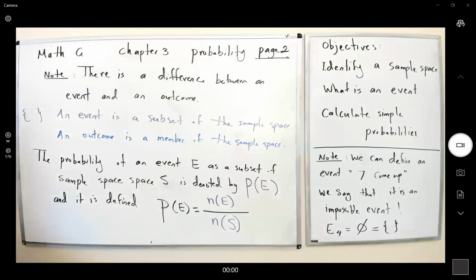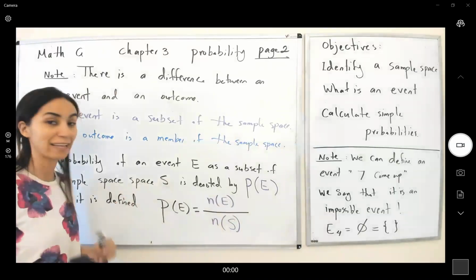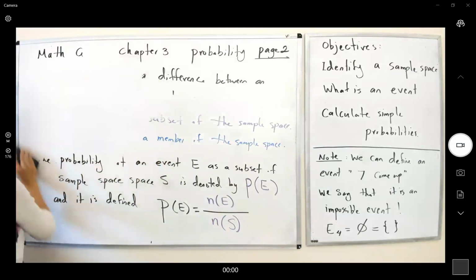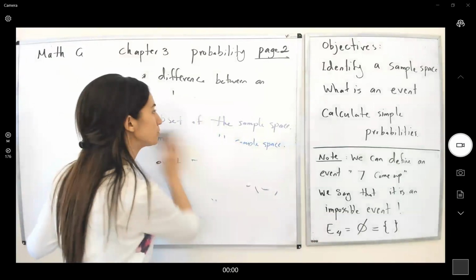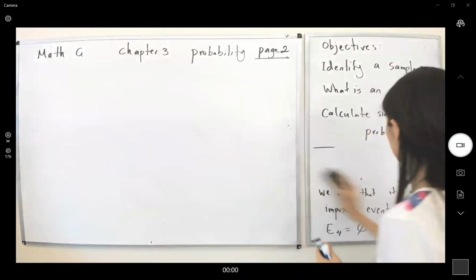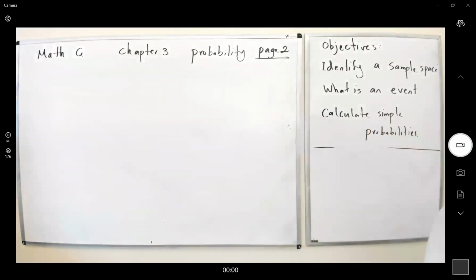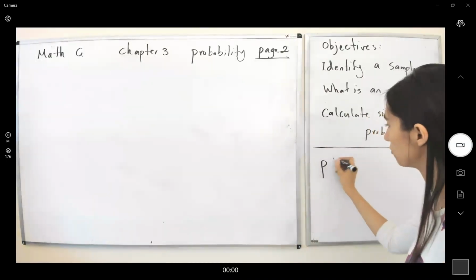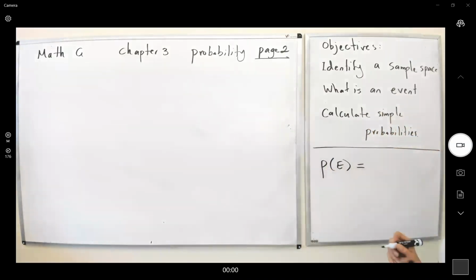Well, let us go over one example to actually understand how to use our probability. So I'm going to erase this part of the board. On page 2, we have an example. Let me write down the formula on this side for you. The probability of event E, P of E, is defined as the cardinality of event E, N of E, divided by the cardinality of the sample space, or N of S.